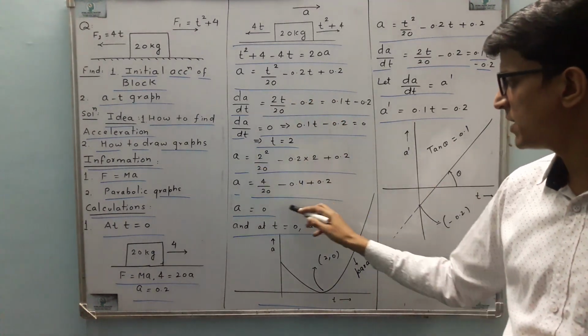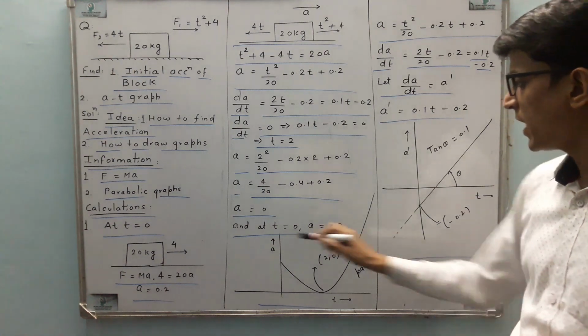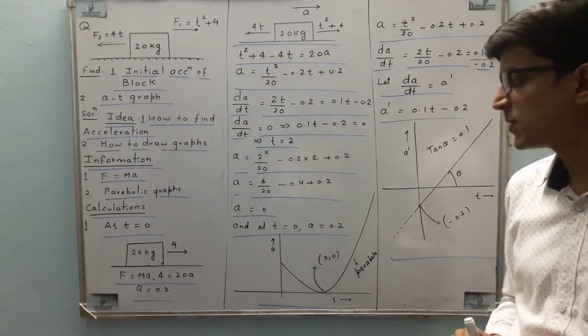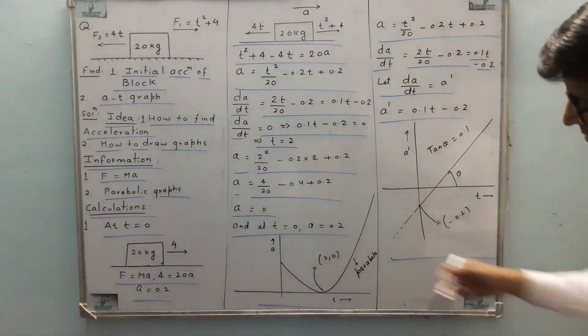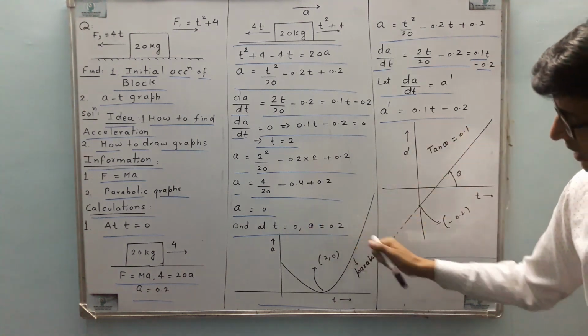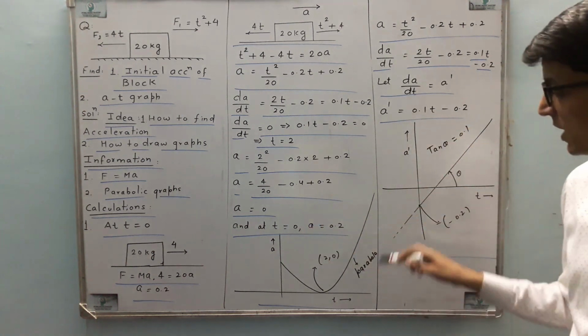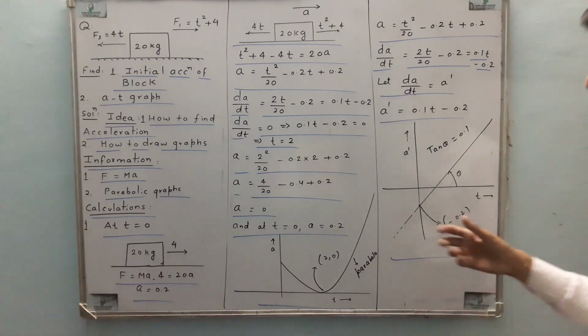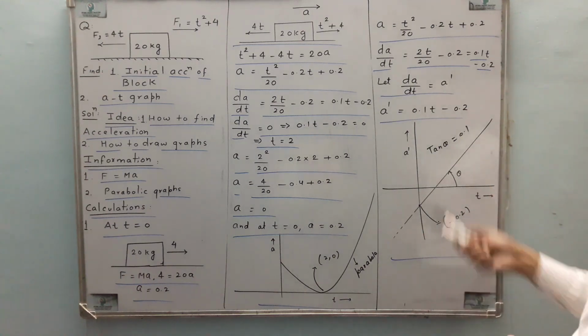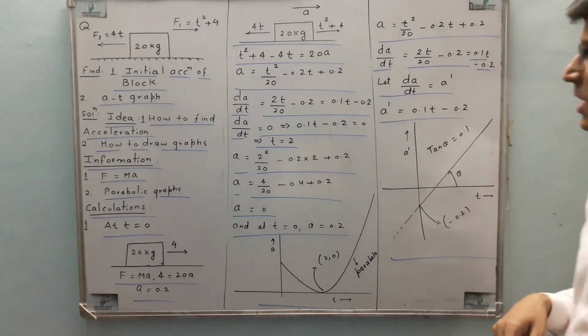Differentiating it, we get t is equal to 2, where the acceleration has a value 0. And at t is equal to 0, a is equal to 0.2. So that will be a parabolic graph and it will cut the time axis at the point (2, 0). You can verify that. Now let's draw another graph. It's in addition to the problem.